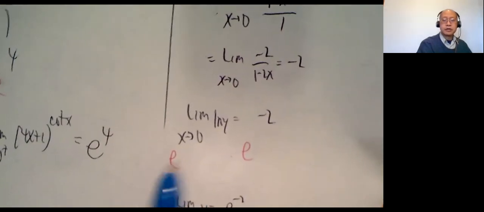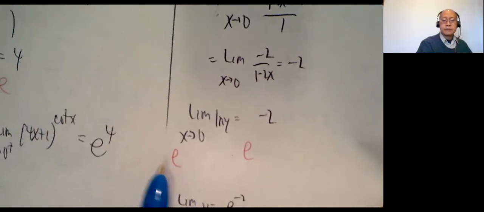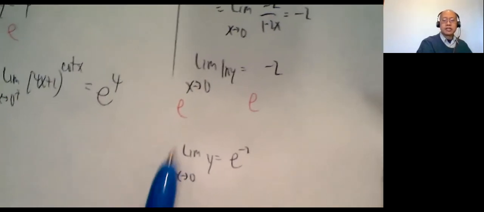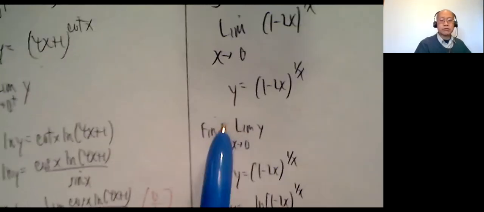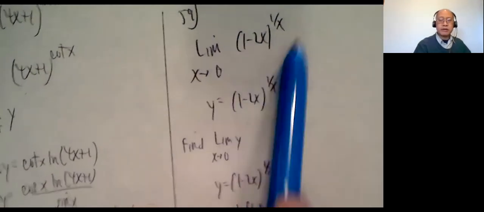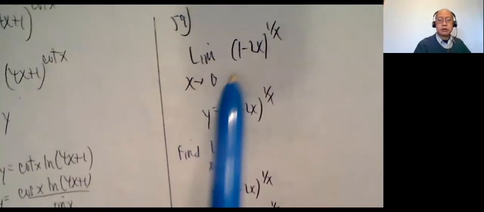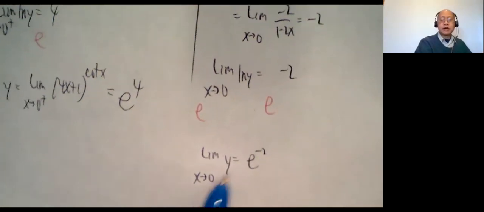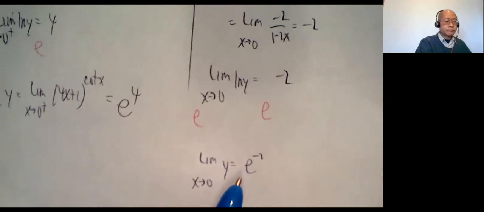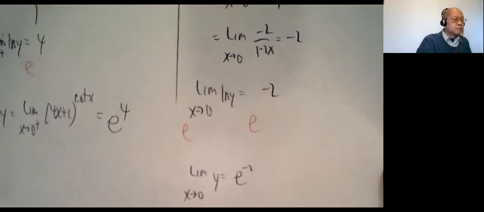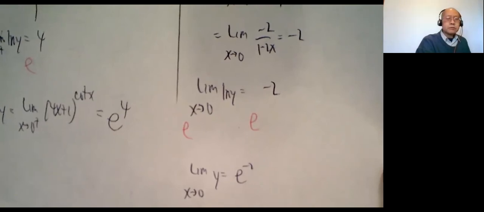Exponentiate. So put the e there. That way the e cancels out ln. So I have what I want: the limit as x approaches 0 of y. Ultimately, that's what I want. Find the limit as x approaches 0 of y, because I declared y to be this whole thing, the limit as x approaches 0 of (1 minus 2x) to the 1 over x. I called that y. That's what I want. So here it is. The limit as x approaches 0 of y is e to the negative 2 power.